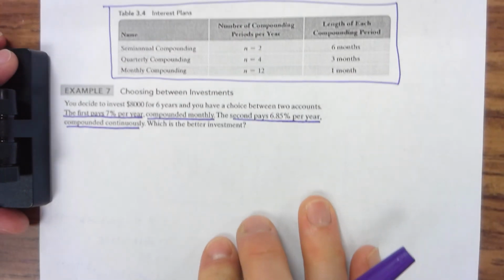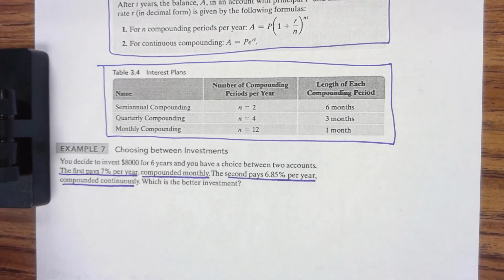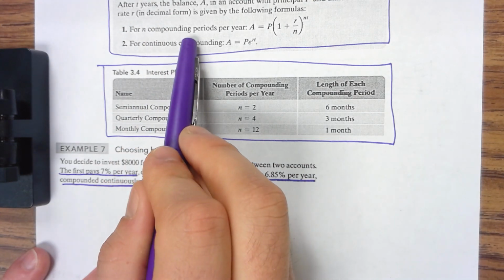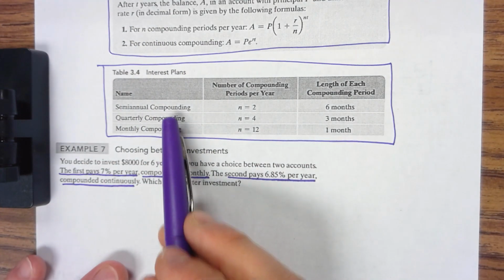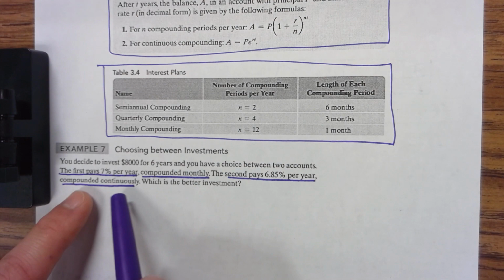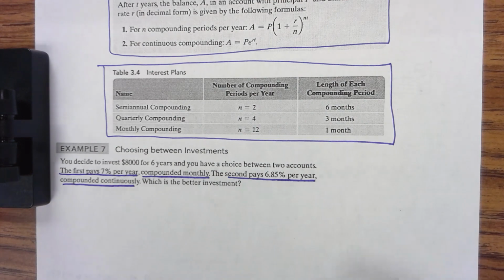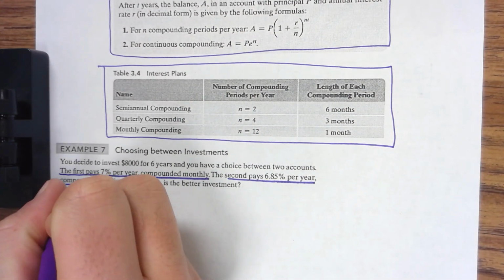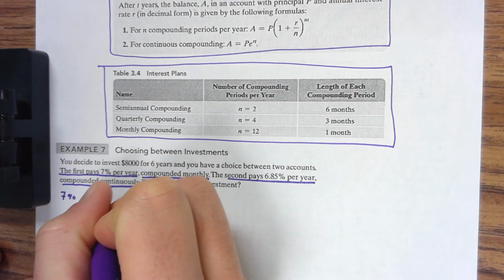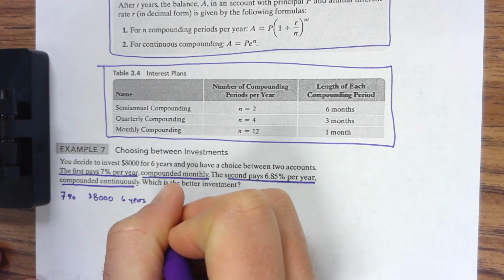Now, we need to decide which equation we are going to use and why. Well, the words matter here. When it says compounded monthly, we're going to use the equation that has the compounding periods. Periods could be any of these things, and it could be compounded in a number of different ways. Okay, so in this case, when it's compounded monthly, we're going to use this top equation. Let's write down the information here. 7%, we have $8,000 to invest over the course of 6 years, and it's happening monthly.